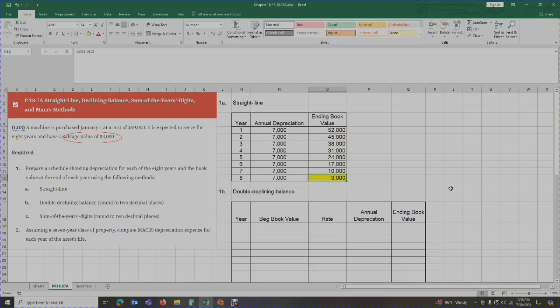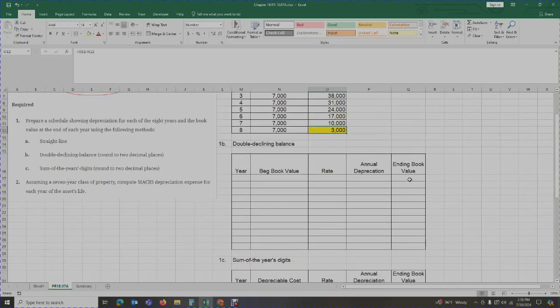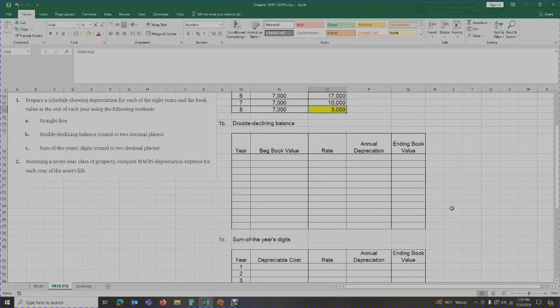So just remember, when you are doing your depreciation using the straight line, if a salvage value is provided, that salvage value should be your ending balance the last year of depreciation. Fairly straightforward. Now let's do the double declining balance.